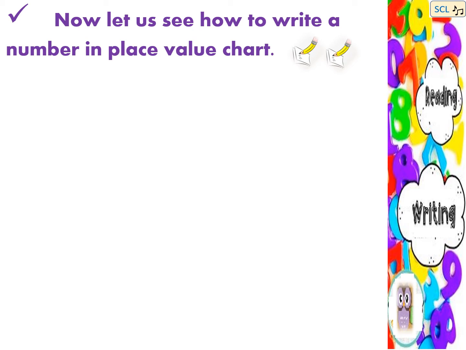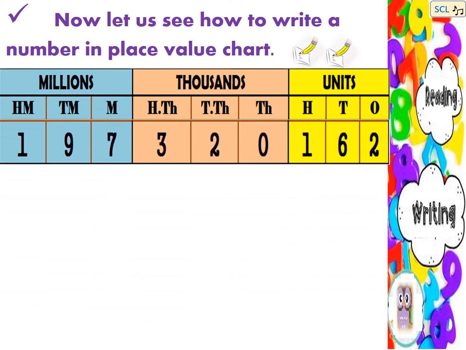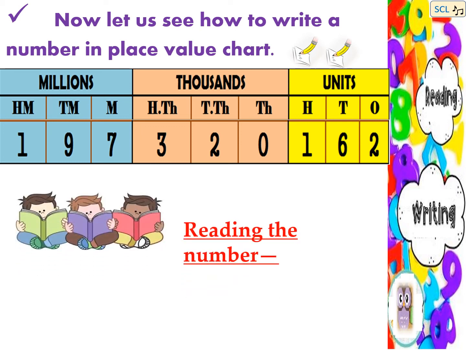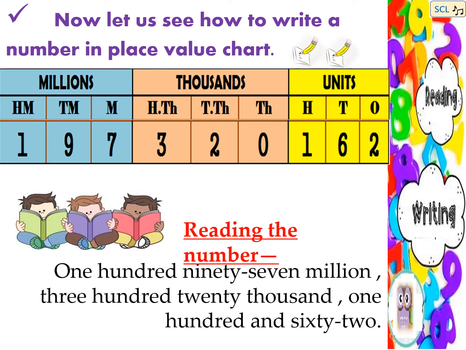Again we will write one digit in one column, starting from the ones column. You can see one digit in one column. To read this number, again we have to read the full number period by period and then the period name. So the number will be read as 197,320,162.